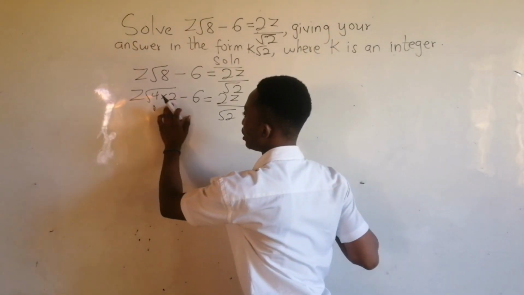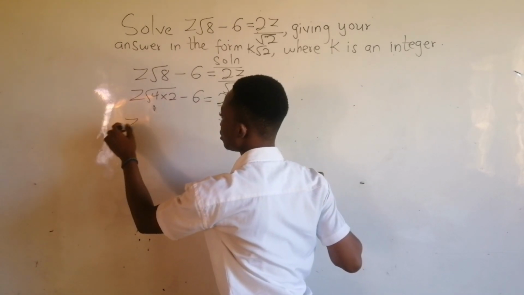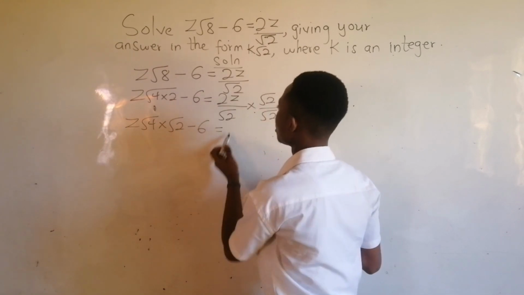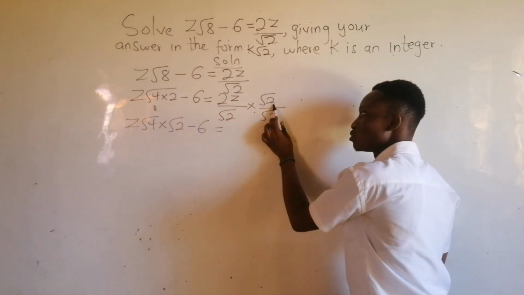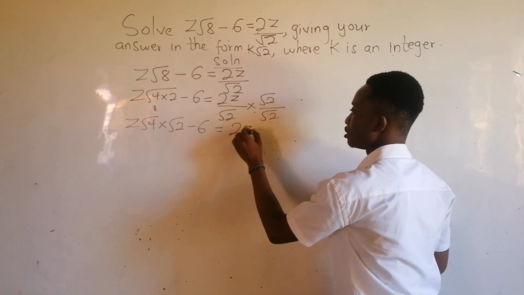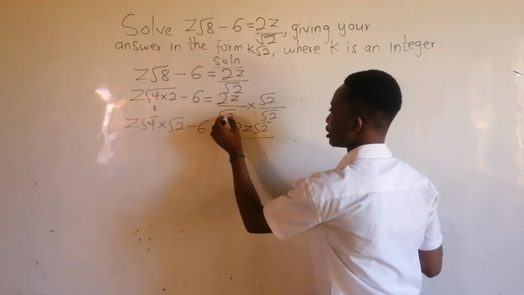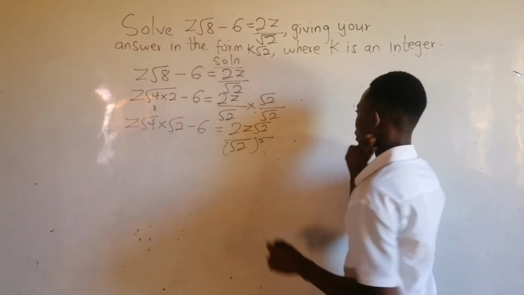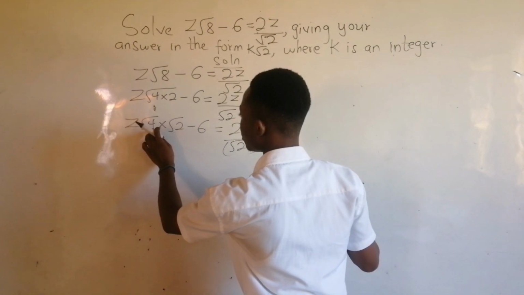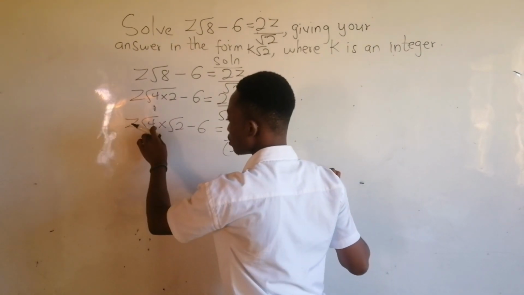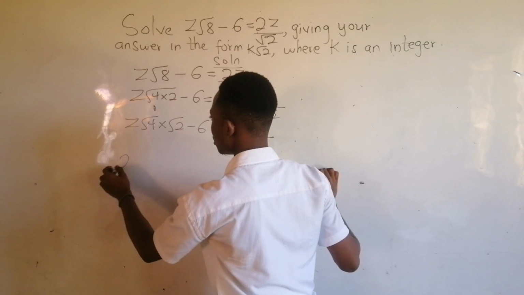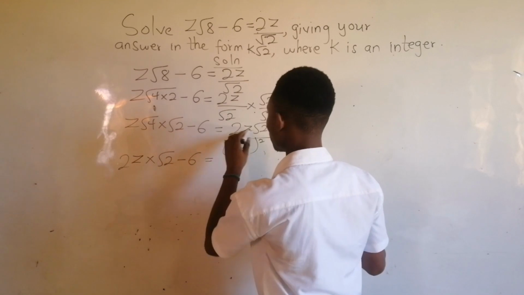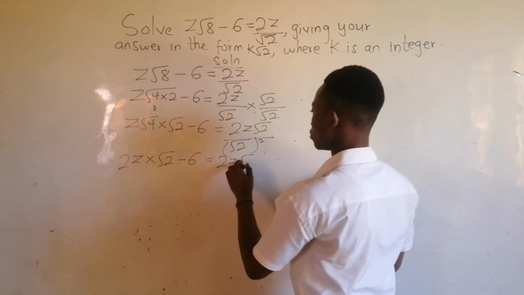Then we can write this in a different way: we separate them, z root 4 times root 2 minus 6. Then 2z times root 2 will be 2z root 2 all over root 2 times root 2, which you can put in brackets, root 2 squared. Then we get 2, because the square root of 4 is 2, so that 2 will multiply the z. So we have 2z times root 2 minus 6 equals 2z root 2.